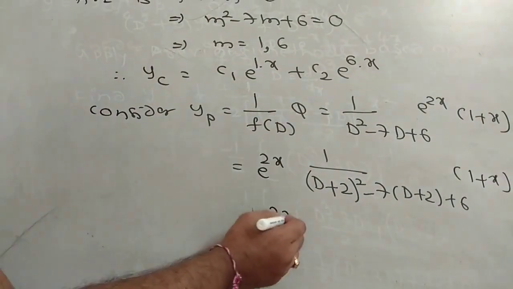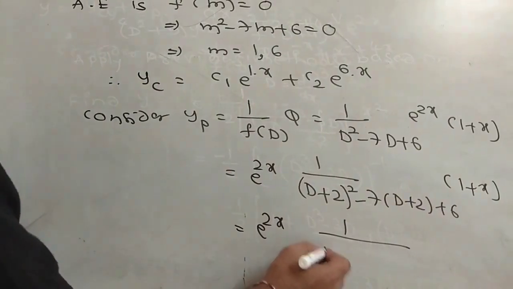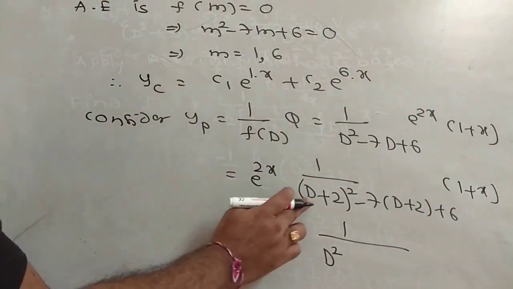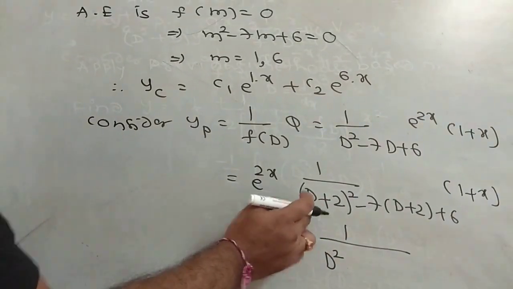It is equal to e power 2x into 1 divided by, and so I am just making the simplification, it becomes D square. So here you will get plus 4D.